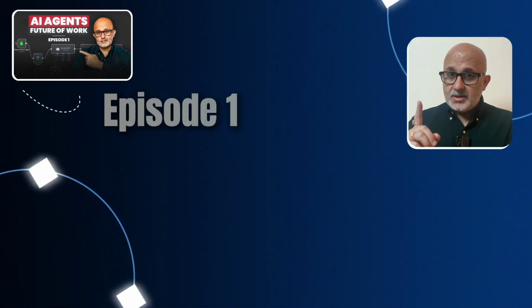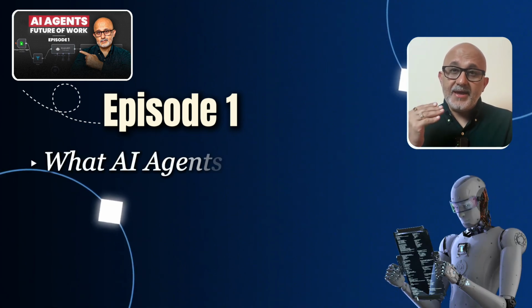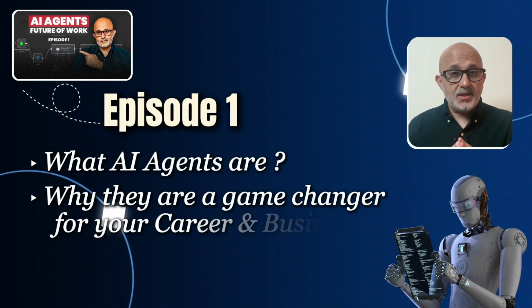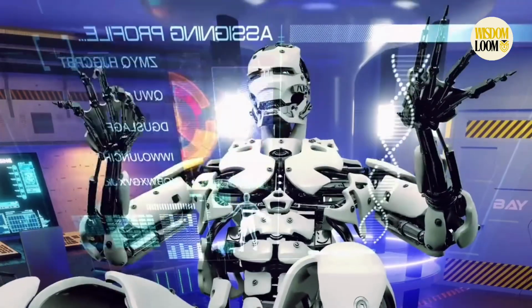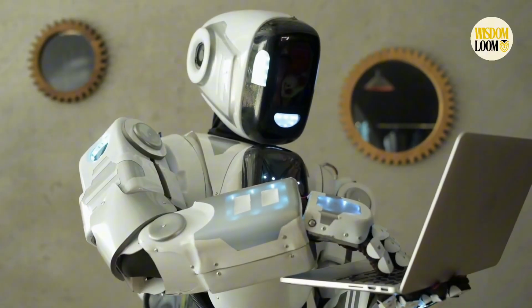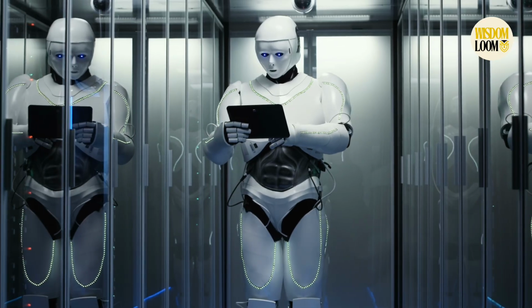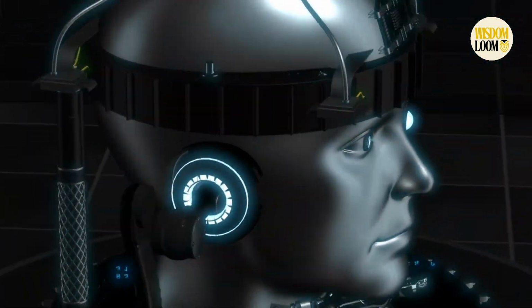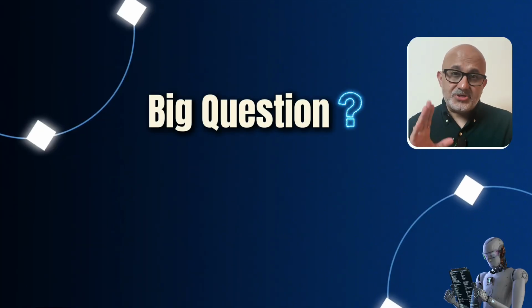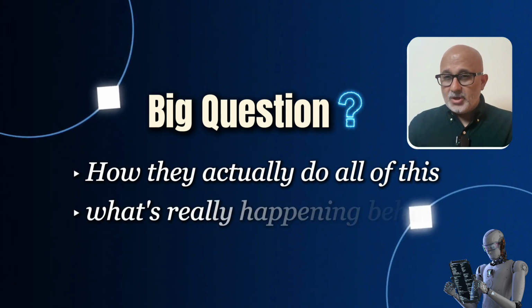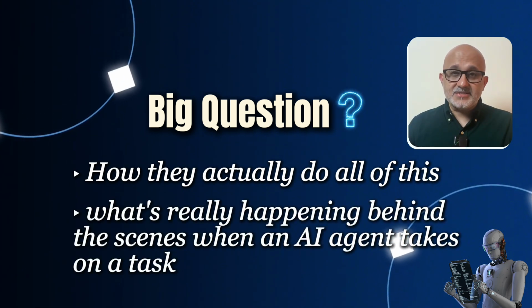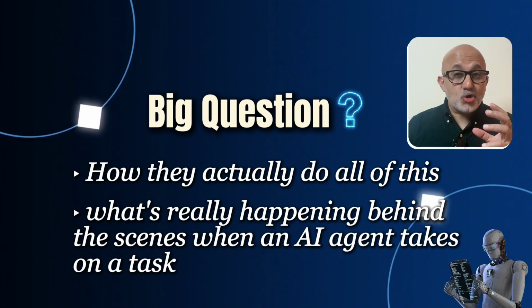In episode 1, we explored what AI agents are and why they are a game changer for your career and business. We learned how they're different from traditional AI because they can work independently, make decisions, automate multi-step tasks, and even learn over time. But here's the big question: how do they actually do all of this? What's really happening behind the scenes when an AI agent takes on a task?